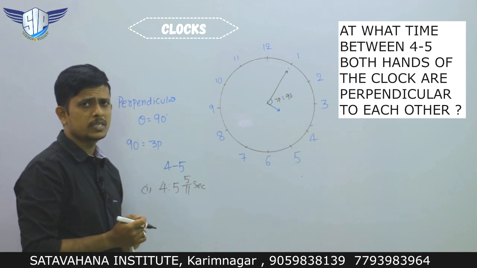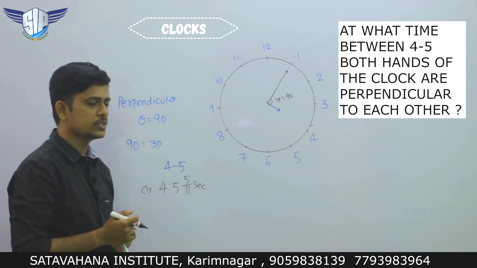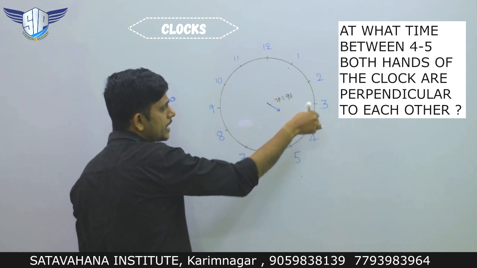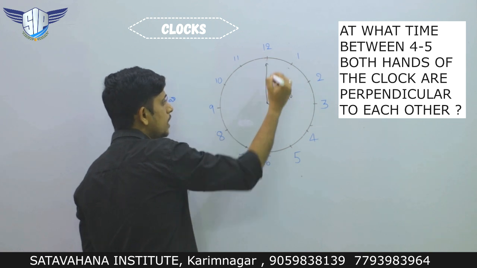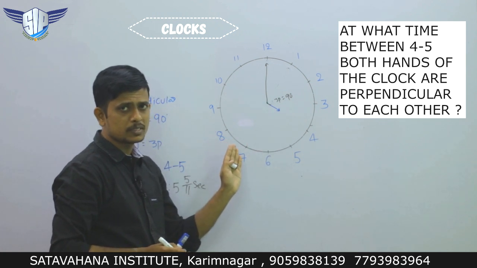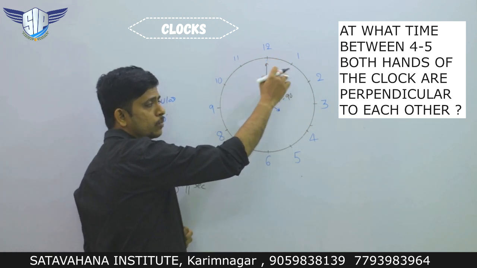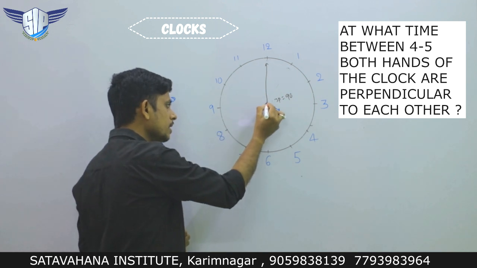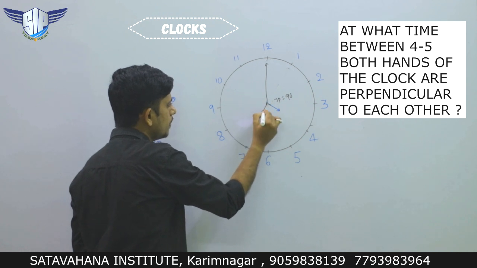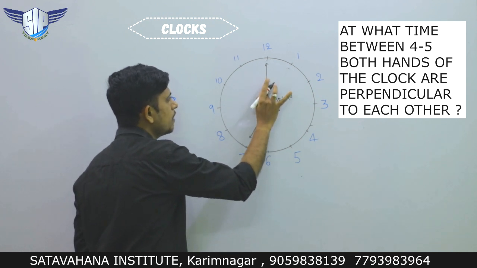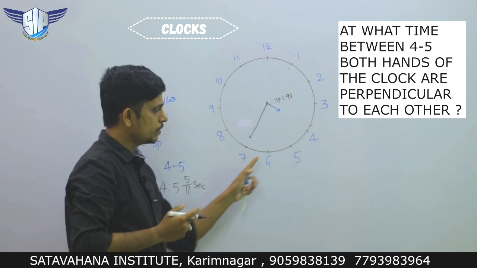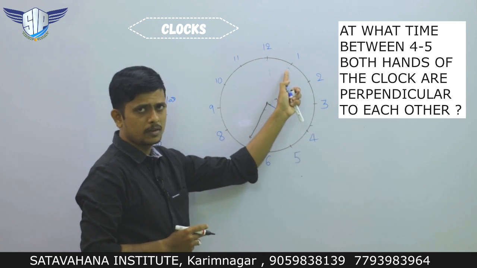And for perpendicular questions, there are 2 answers for each question. In the anti-clockwise direction there is a gap of 3 parts, and in the clockwise direction, in the backward direction, there are also 3 parts gap. If the minute hand moves from 12 to 7, the gap between the minute hand and hour hand becomes 3 parts, right? 4 plus 3 is equal to 7, or think like this also: 4 plus 3 is equal to 7, 4 minus 3 is equal to 1.